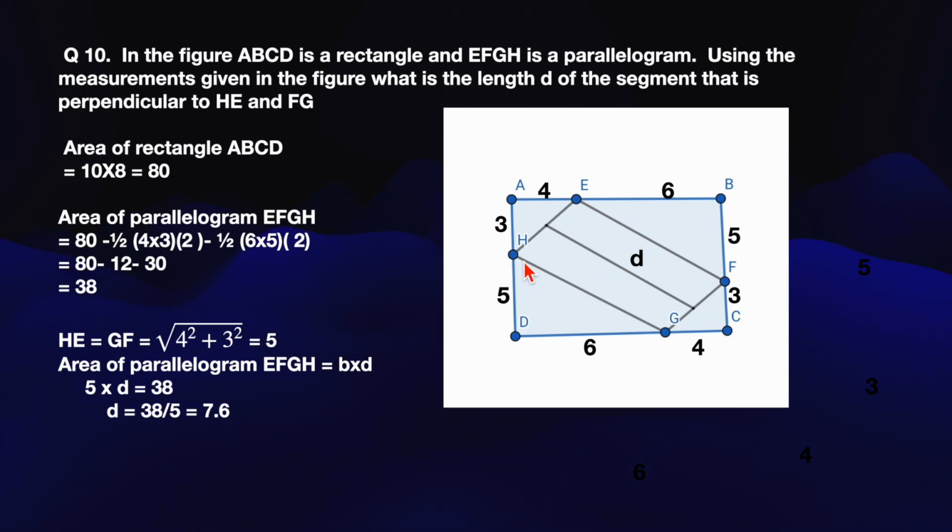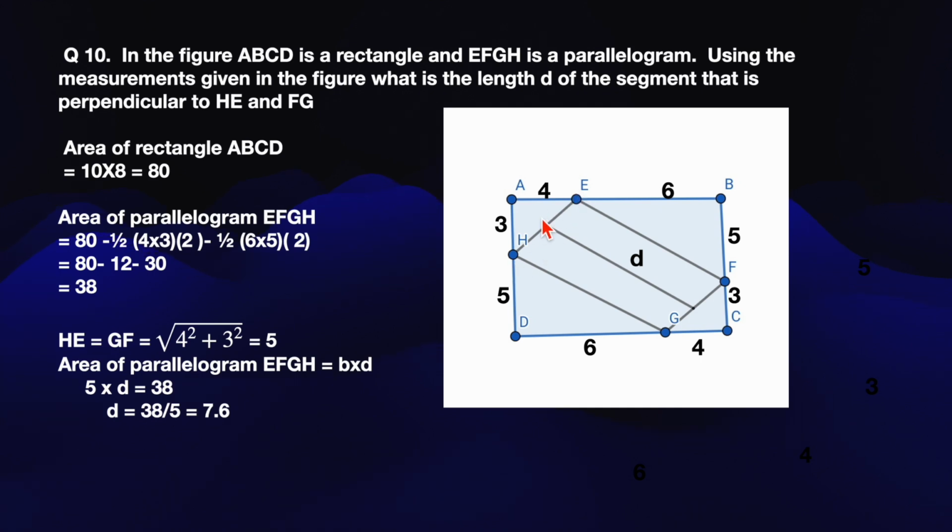Okay, now we are going to find this D of the parallelogram. Let's find out this side. Now you know this is a right angle triangle, this is the hypotenuse. So the length of this side is square root of 4 square plus 3 square. That is equal to square root of 25, that is 5. So this is 5.